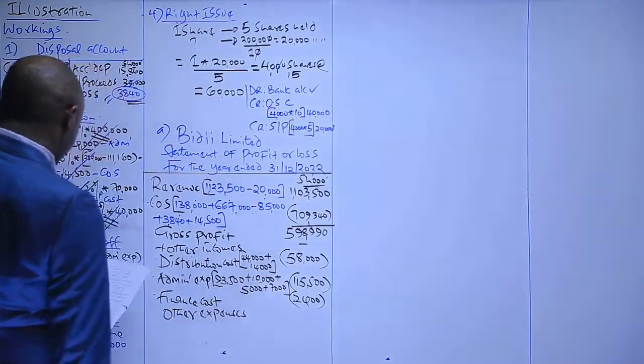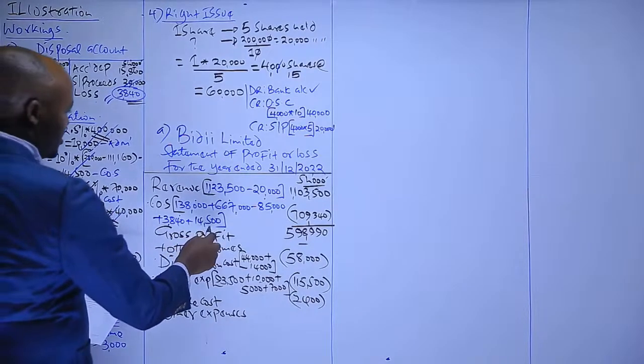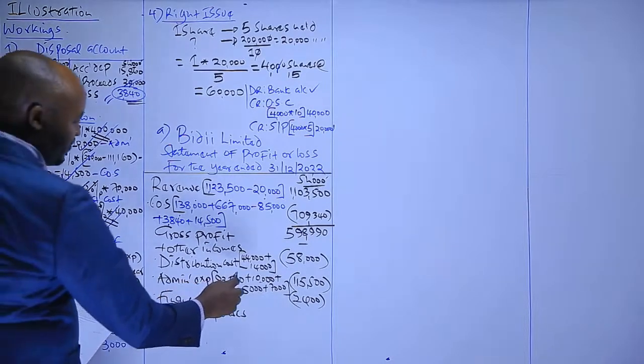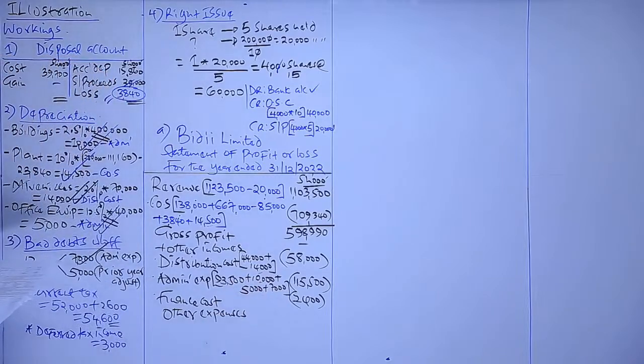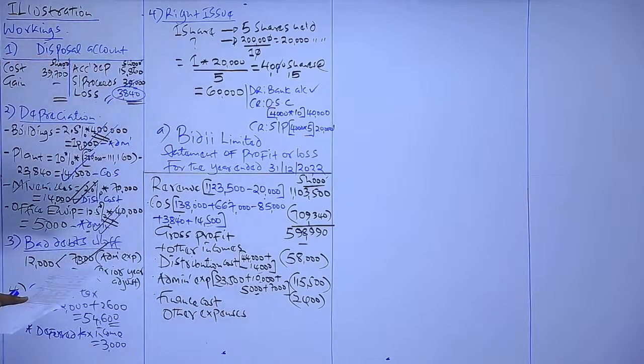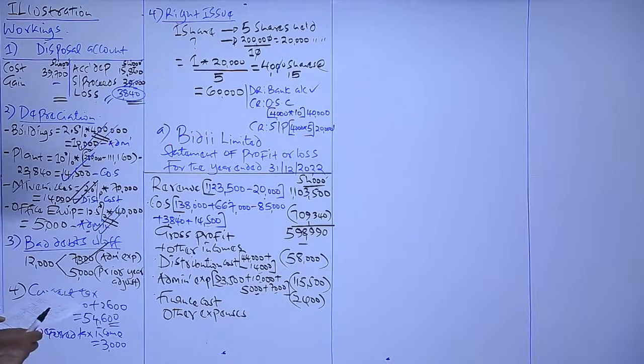10,000 is there. Depreciation on plant is part of the cost of sales. Have we included that here? Yes. Motor vehicles, its depreciation is part of distribution, 14,000. Included? Yes. Office equipment, its depreciation is part of admin, 5,000. Included? Yes. Then number 3, the amount to be written off of 7,000, should be part of admin. Included there? Yes. And number 4 is about tax, current and deferred.